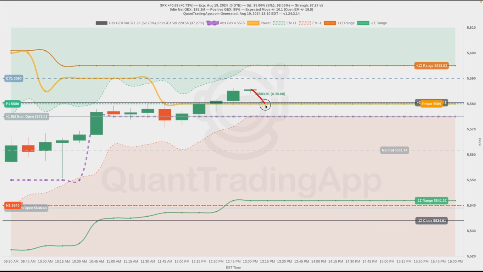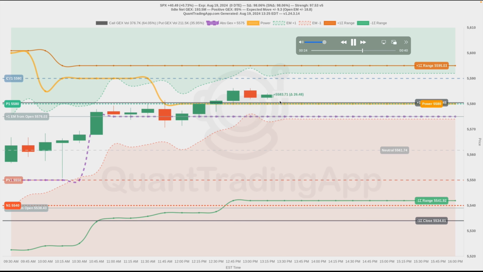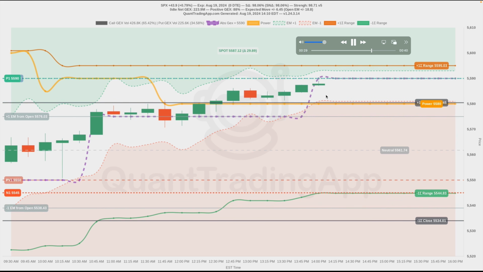So this is an extra reason to think that this strike should hold as support. Let's continue to play the tape out. You can see we end up pulling back. We're retracing a little bit. This zone ends up holding, and we continue to go up.